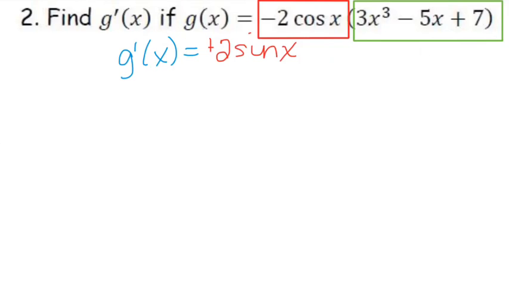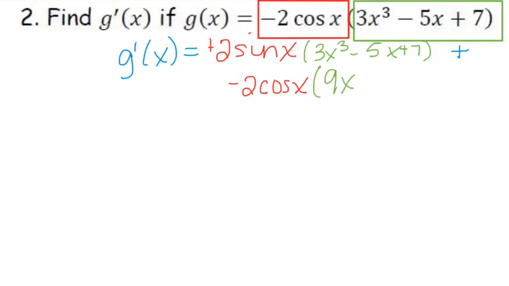I'm going to multiply it by my second, which is 3x to the third minus 5x plus 7. And I'm going to add that to my first, which is that negative 2 cosine x. And I'm going to multiply that by the derivative of the second. So the derivative of the second is going to give me 9x squared minus 5, and I am finished. So here's trying to keep it color-coded for you so you can see how the product rule really works.